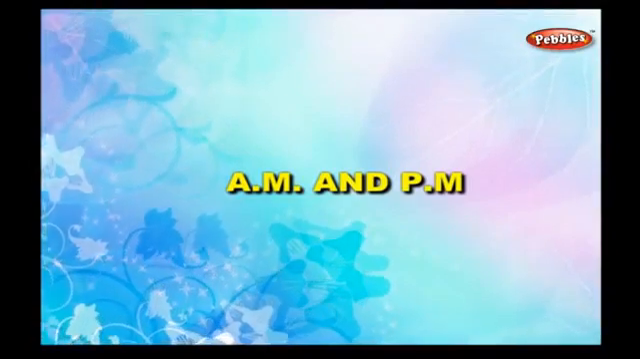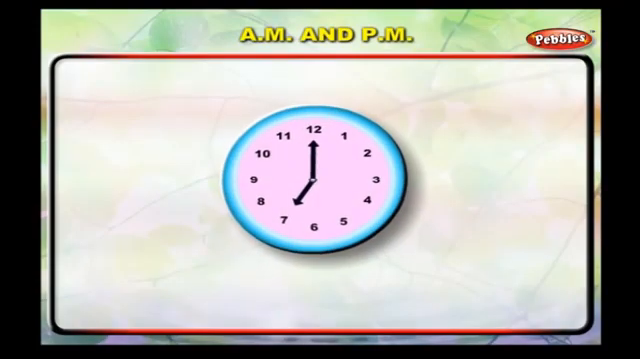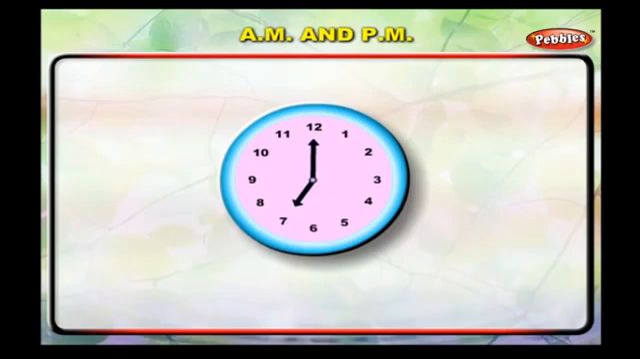AM and PM. A day has 24 hours. We divide this time period into 2 equal parts of 12 hours each. One for the morning hours and the other for the evening hours. In the morning, as the clock shows 7 o'clock, we say the time is 7 o'clock in the morning. We write it as 7 a.m.